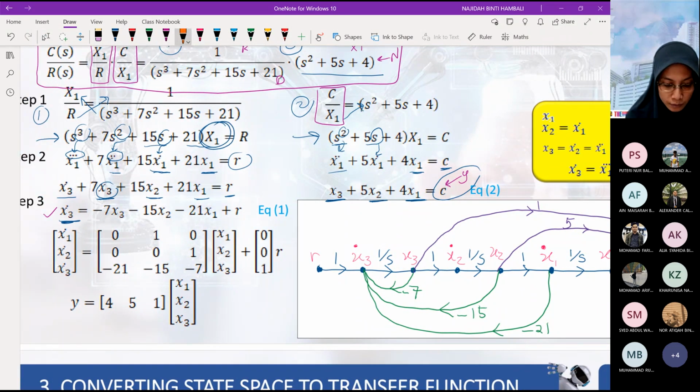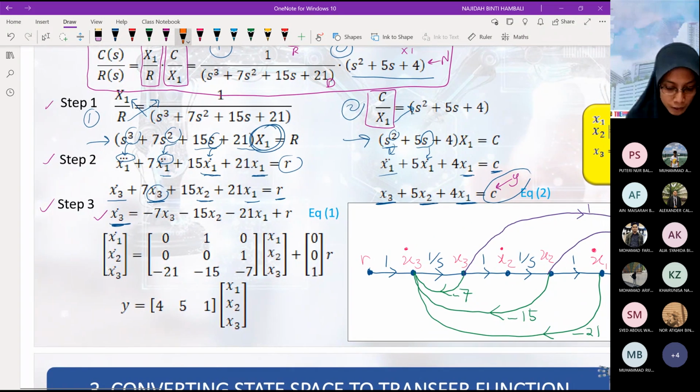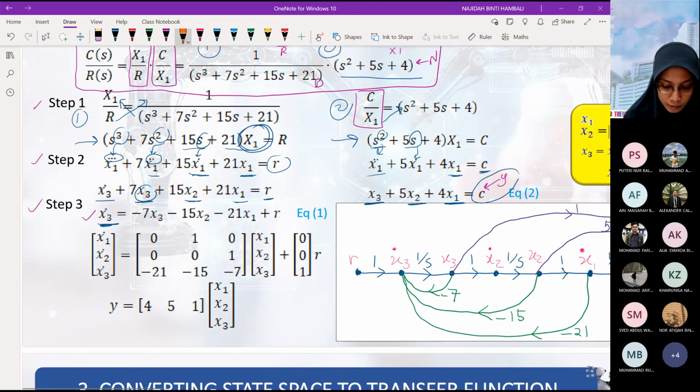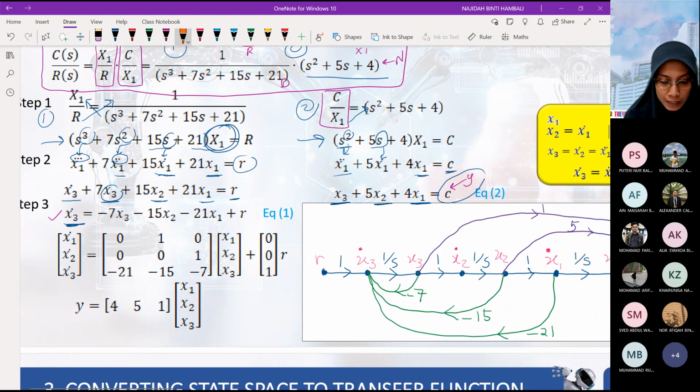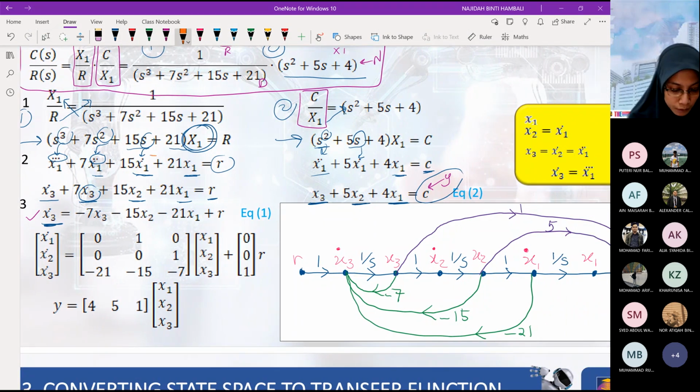Okay, from this one, on the first part, we can determine our set of state variables based on this one, which is x1 dot equal to x2. The next one, x1 double dot equal to x3. And the last one, x1 triple dot equal to x3 dot.